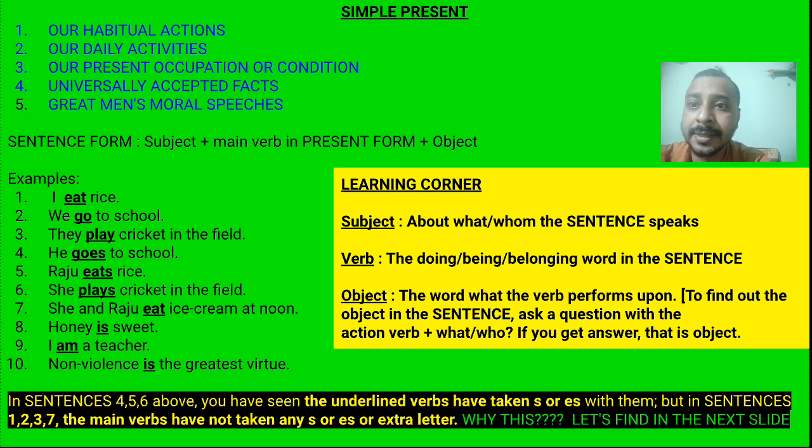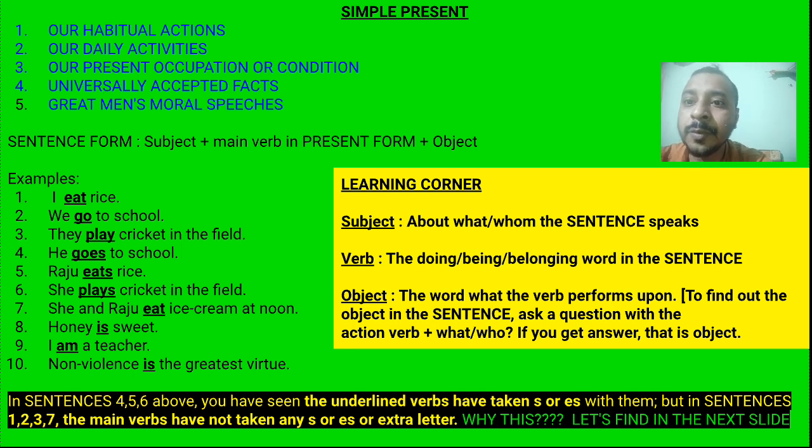Or you can find the subject in another way: the subject performs the action. That means I eat rice. Who eats rice? I. So I is the subject. You can find out like this: who performs the action of eating? I. So I eat rice. I is the subject.